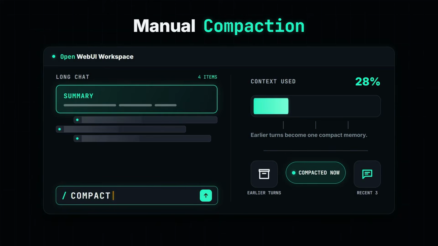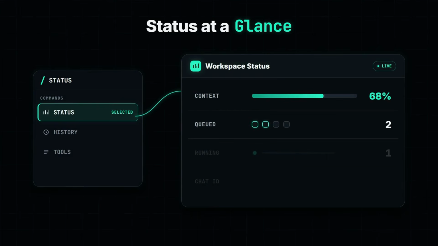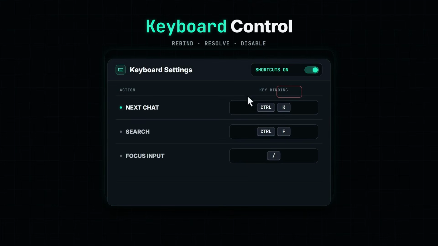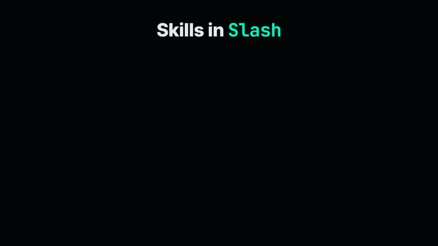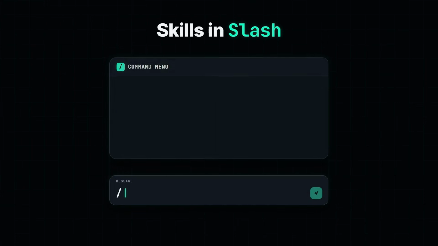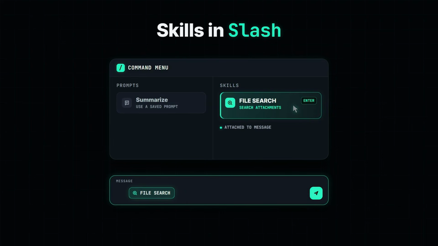The slash menu exposes context fullness, while the status command shows context usage, queued messages, running tasks, and the chat identifier. Most shortcuts can be rebound, conflicts trigger warnings, defaults can be restored, and one switch disables every configurable shortcut entirely. Typing a slash now lists skills beside prompts, grouped with hover descriptions, so keyboard users can attach capabilities without leaving the input.